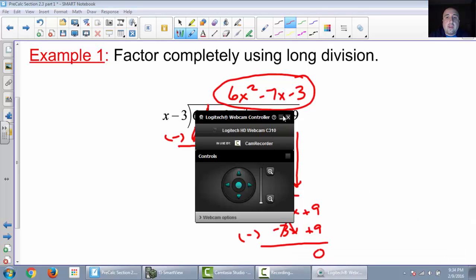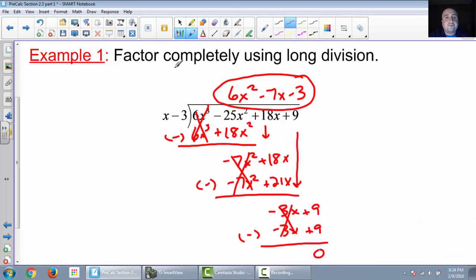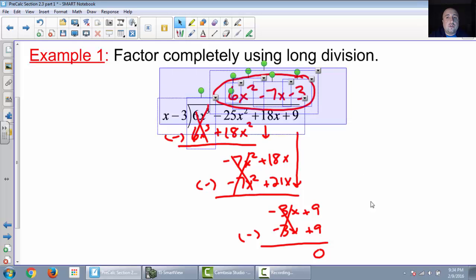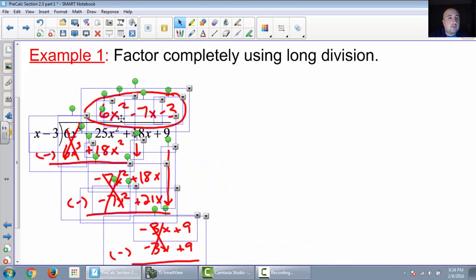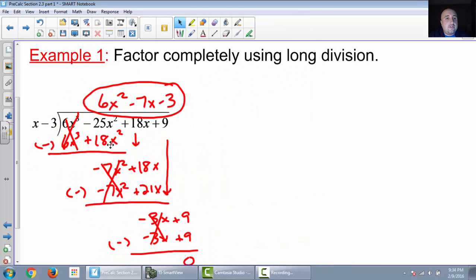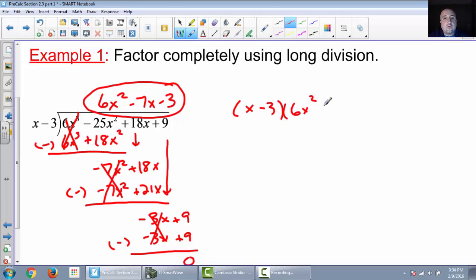So let me show you what we have here. Let me scoot all this over. Basically, our original problem is equal to x minus 3 times 6x squared minus 7x minus 3. So what we divided by and then what we got as our quotient, you have to multiply those two together.